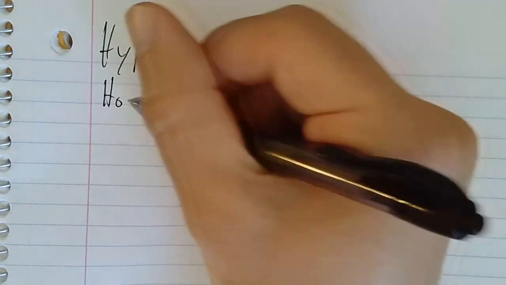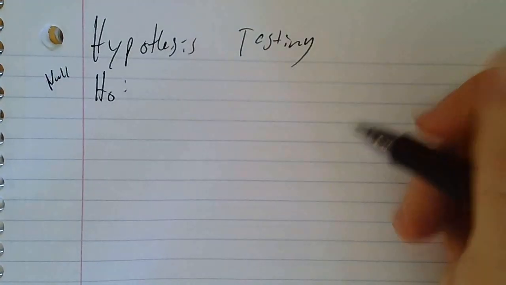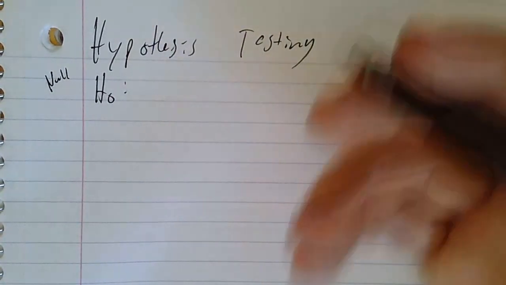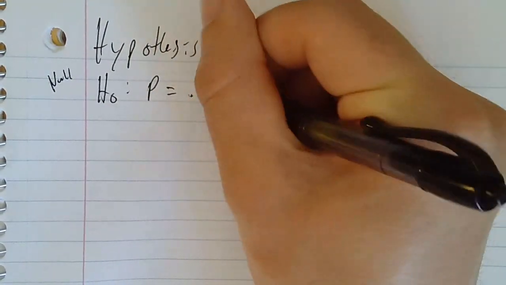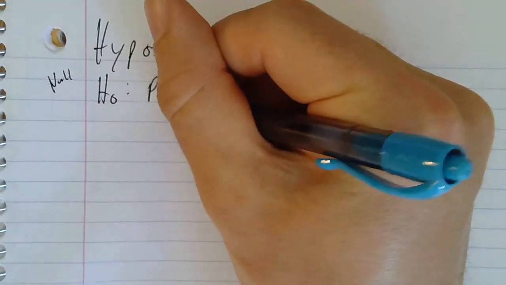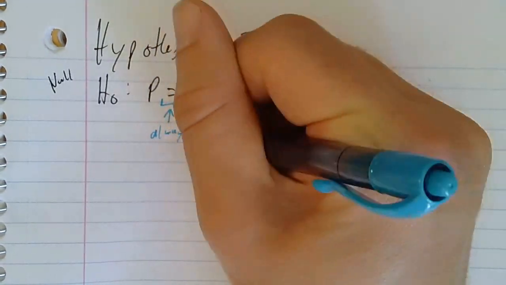So we start with the null. This is this H naught. This is called the null, and this is essentially repeating the claim. So if somebody claims something is true, Mr. Smith claims he's 80%. So you say p equals 0.8. It's always in that null. It's always going to be that equal sign. Always. So that's a hint for you. So it should never be anything different.